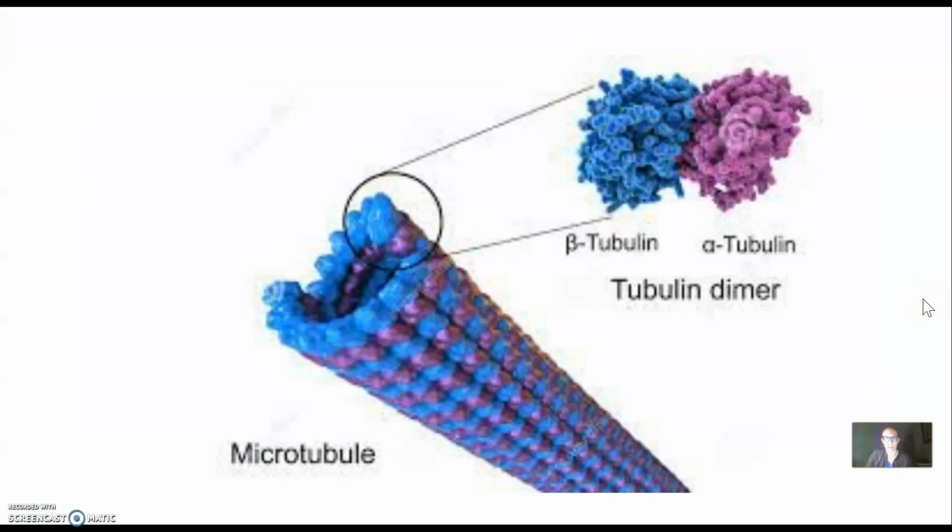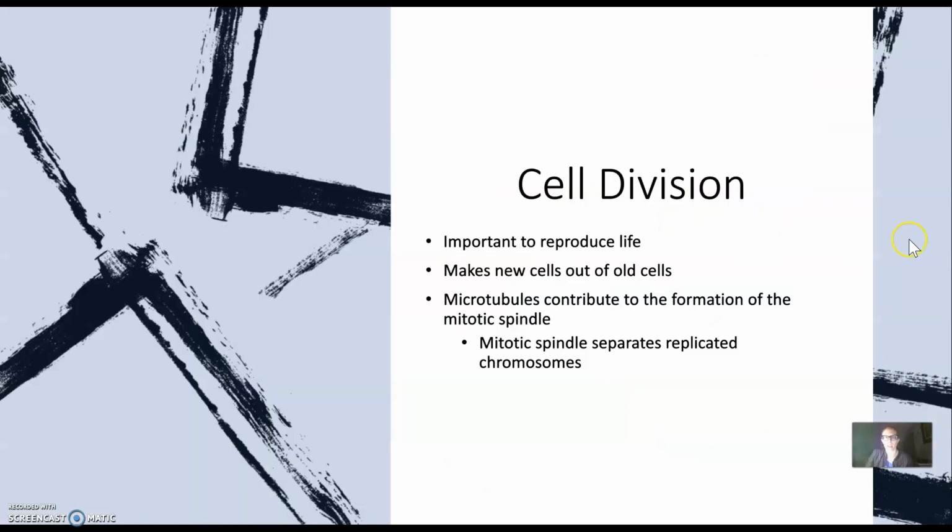Here's a picture of a microtubule. You'll see that there are 2 different tubulins that combine to form the microtubule. The tubulins are the proteins that form it. With cell division, this is important to reproduce life, making new cells out of old cells. Microtubules contribute to the formation of the mitotic spindle. The mitotic spindle separates replicated chromosomes.